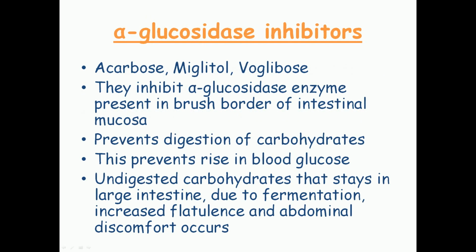Now we'll see about alpha-glucosidase inhibitors. These include acarbose, miglitol, and voglibose. They inhibit the alpha-glucosidase enzyme, which is present in the brush border of the intestinal mucosa. This enzyme basically helps in digestion of carbohydrates. When digestion of carbohydrates takes place, glucose will be absorbed into the blood. So when they prevent the digestion of carbohydrates, glucose cannot be absorbed into the blood. This prevents a rise in blood glucose.